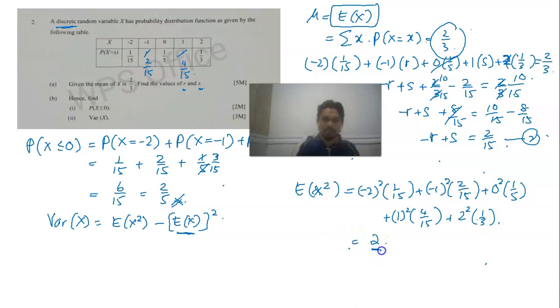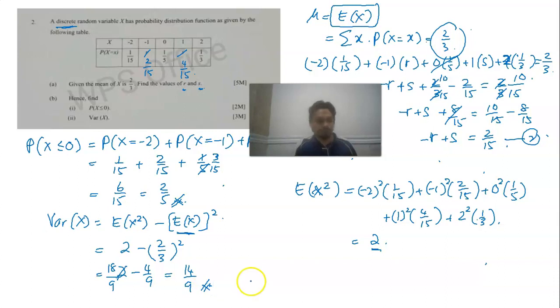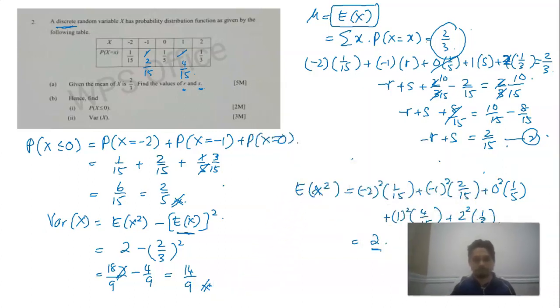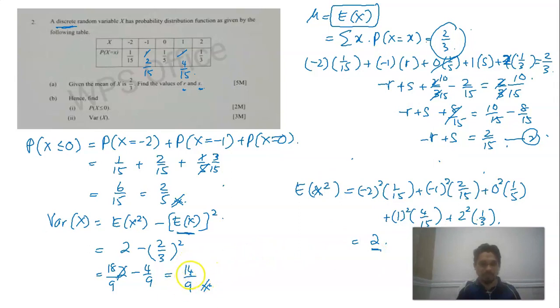So then substitute this here, 2 minus 2 over 3 squared. So then 2 minus 4 over 9. Make this one as over 9. 9 times 2 equal to 18, 18 divided by 9 equal to 2. So 18 minus 4 equal to 14 over 9. Okay, there you go. So this is the variance, this is 14 over 9.